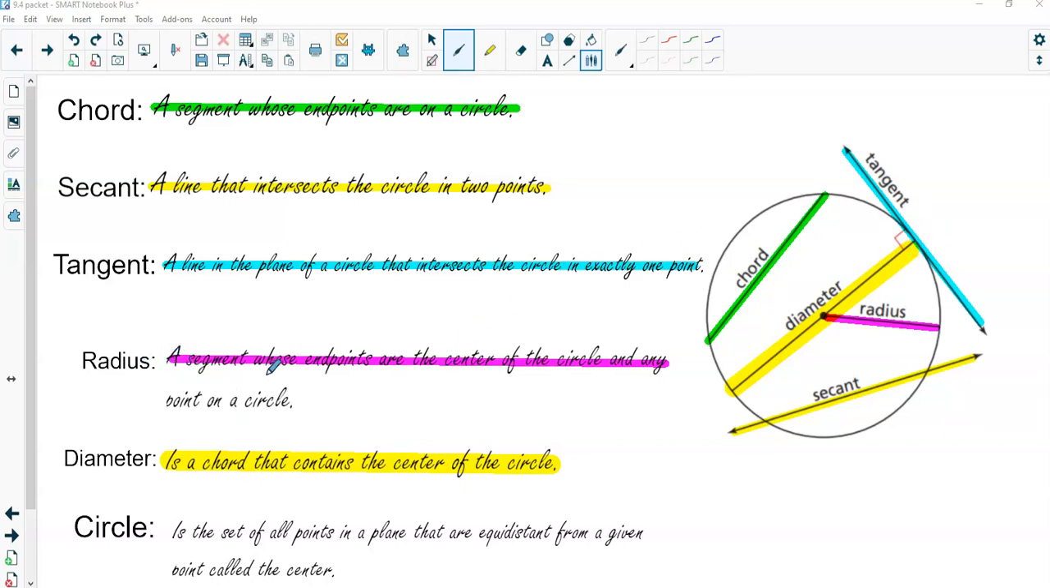A radius is a segment whose endpoints are the center of the circle and any point on a circle. And the diameter is the longest chord. It's the chord that contains the center of a circle. That's the diameter. And this one and the radius are important because we're going to be using those in order to find the area and the circumference of a circle. So learn those parts.